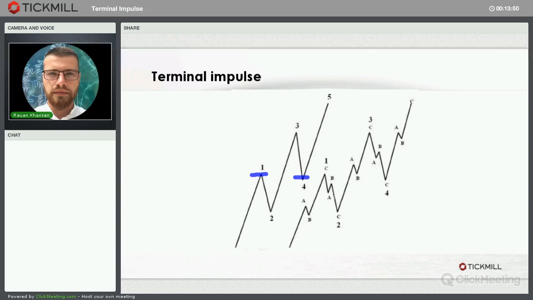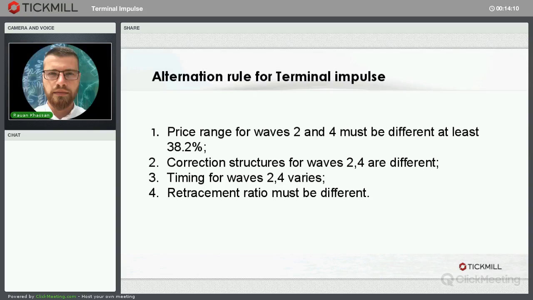If you want to recover your knowledge about trend impulse, we highly recommend you use our webinar from the 9th of September, which was the first part of the current Elliott Waves series. In the current session, I would like to pay extra attention to the alternation rule, which is applied for terminal impulse, the same as for trend impulse. There are 4 parts of this rule, and we will go through them one by one.